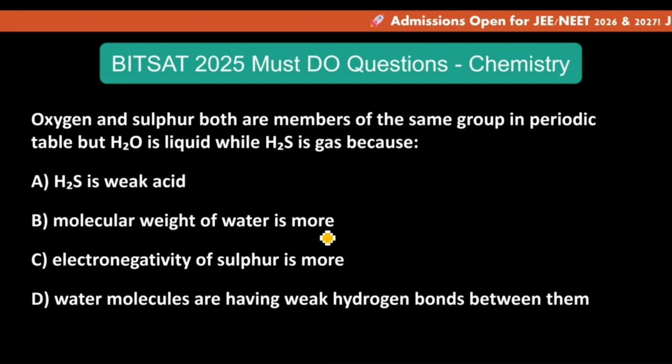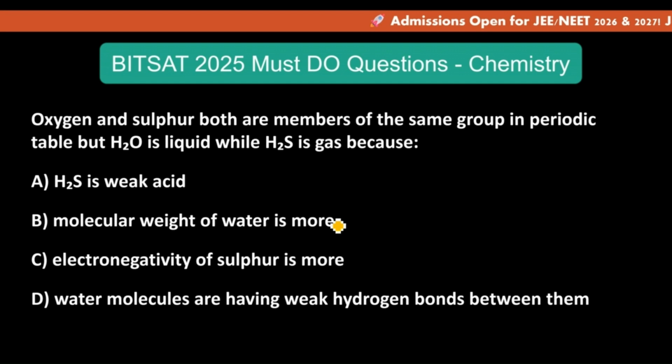Then moving on to the next question. Oxygen and sulfur both are members of the same group in the periodic table, but H2O is a liquid while H2S is a gas. Because, okay, the options given are: H2S is a weak acid, the molecular weight of water is more, the electronegativity of sulfur is more, water molecules are having weak hydrogen bonds between them.